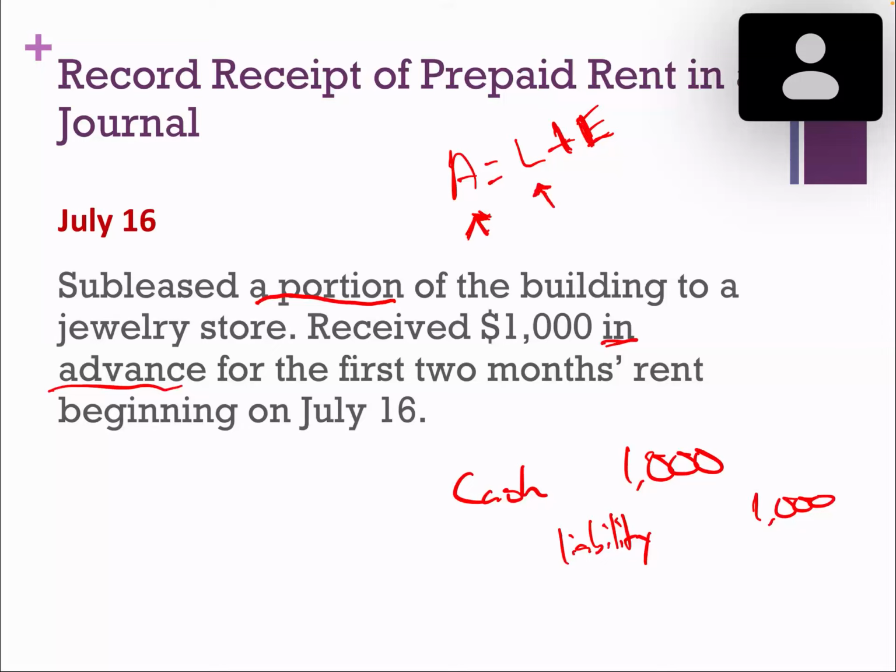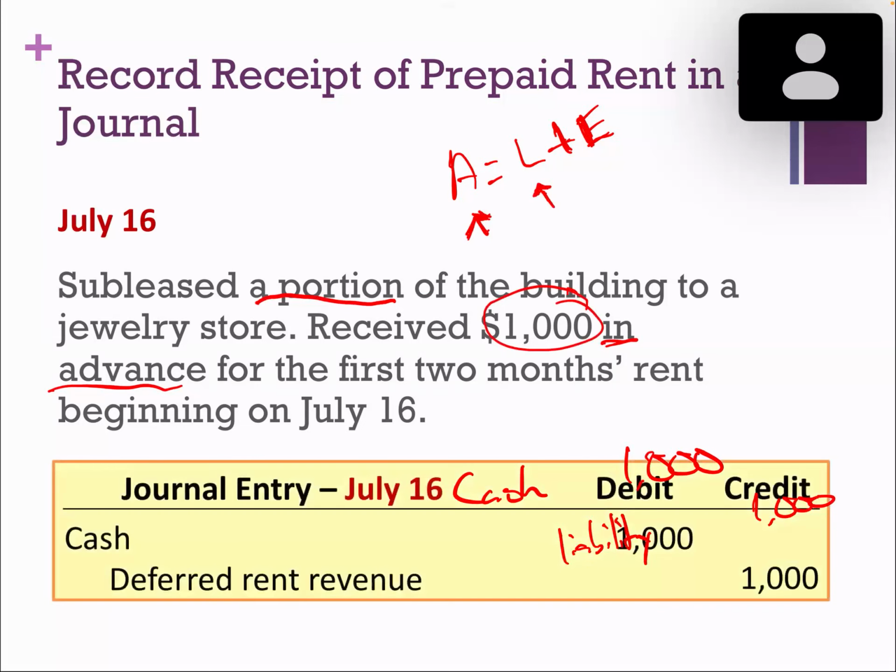But for now, remember, don't get ahead of yourself on these problems. Just focus on what is happening right in this very moment. So in this very moment, we're receiving cash and we have an obligation to provide them with building space into the future. Okay, so yeah, here they call it deferred rent revenue, but just know that's a liability account.